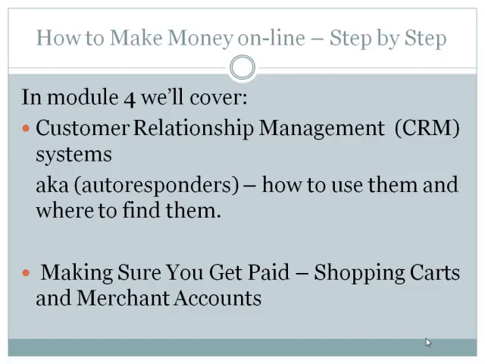In Module 4, we're going to cover Customer Relationship Management Systems. These are also known as CRM systems. This is also what a lot of people call an autoresponder, which allows you to set up emails ahead of time so you can send them out on a predetermined day to your customer list. We're going to talk about how to use them and where to find them.